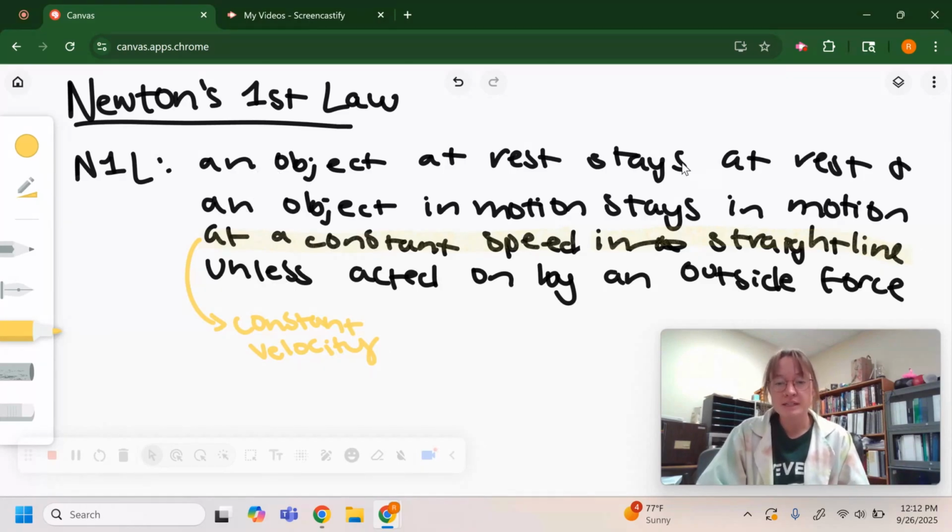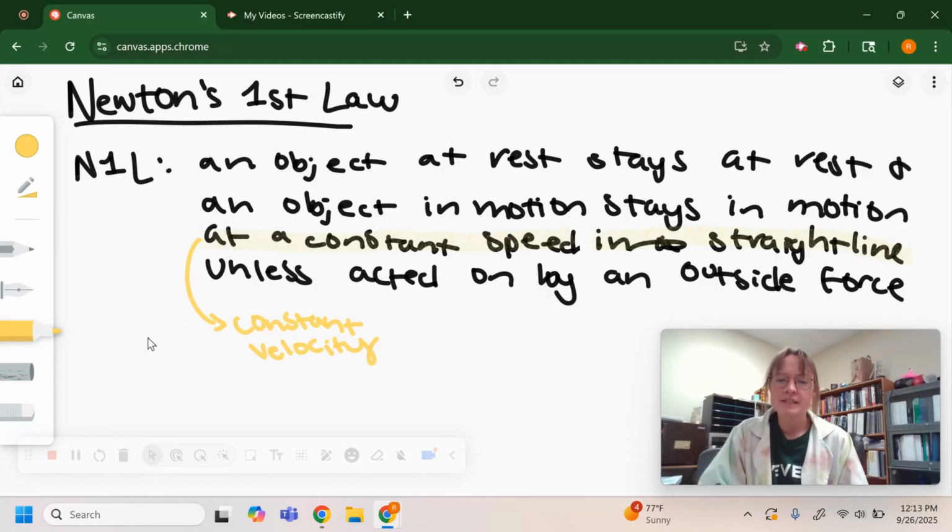An object at rest stays at rest. Well, that's just an object with zero velocity. So an object with zero velocity will stay at zero velocity until an outside force acts on it. So we could write Newton's first law as: an object will have a constant velocity until an outside force changes it. Or an object will not accelerate without an outside force. These are all different ways of describing Newton's first law.